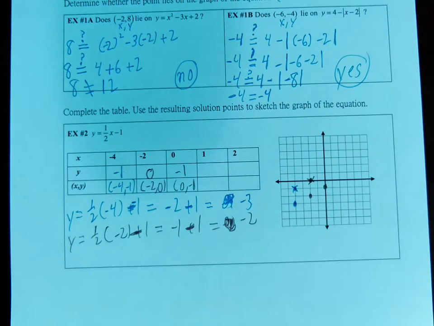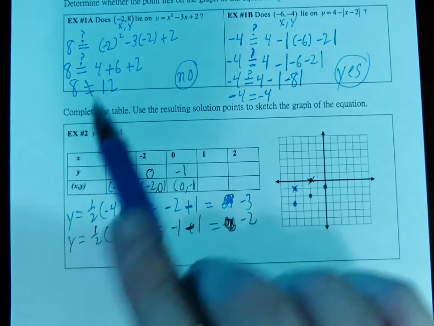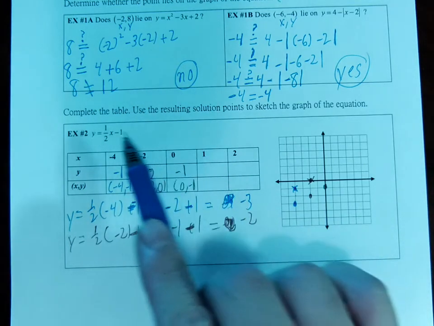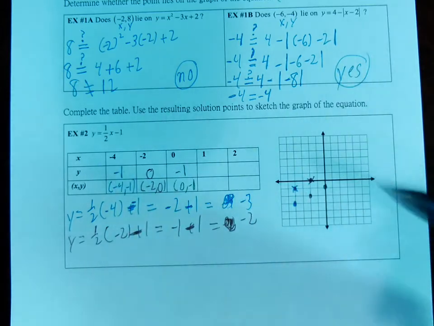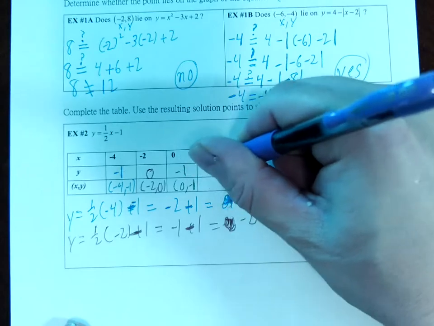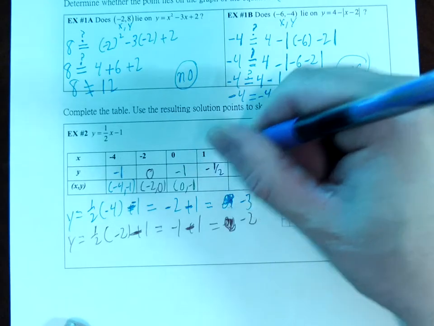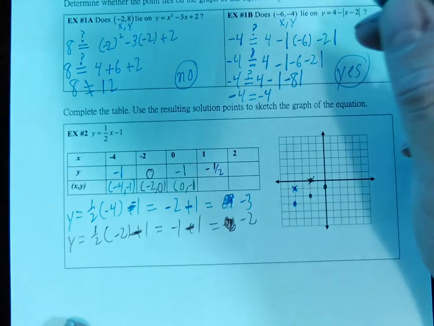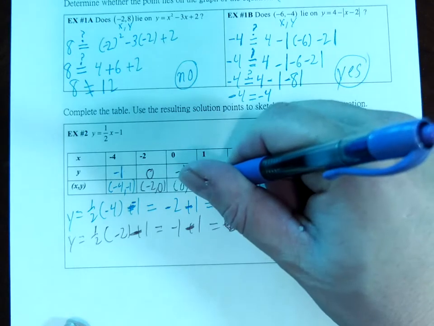Alright, our next value here should be located at, well, the x is 1. Oh, this one's actually fractional. So here's an interesting concept here. I have 1/2 minus 1. That's a -1/2. So this is an example of plotting a fraction. So that's 1 comma -1/2.